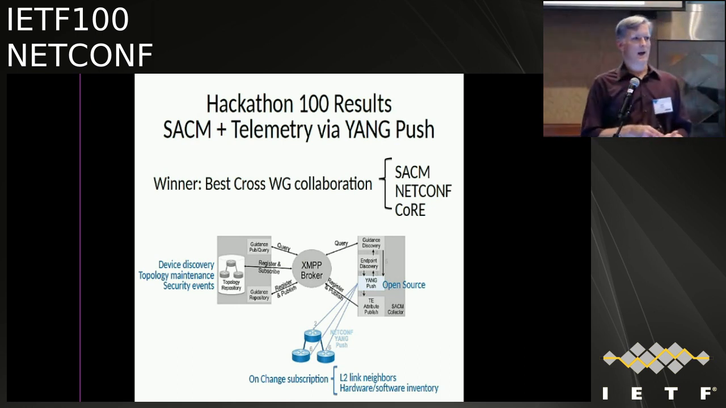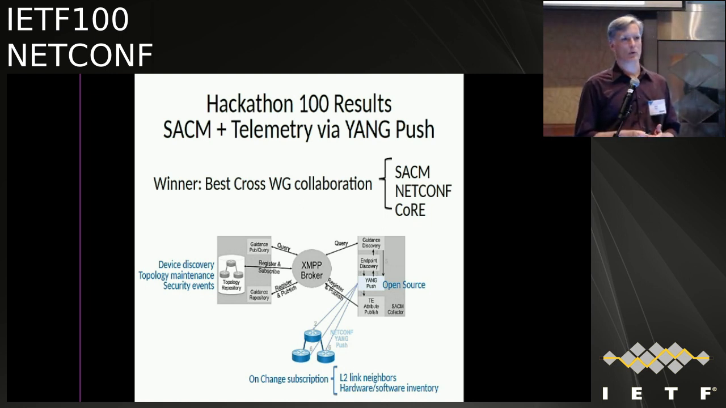Now, this is the second hackathon. This is just a report out on what the hackathon results were from last weekend. In IETF 99, we did an event where we had 2 different vendors, and we tended to interoperate. This time we did a SACM plus telemetry with YANG Push hackathon element, and we had participation from SACM, NETCONF, and the CORE working group, and we ended up winning the best cross working group collaboration. I think that's pretty cool.